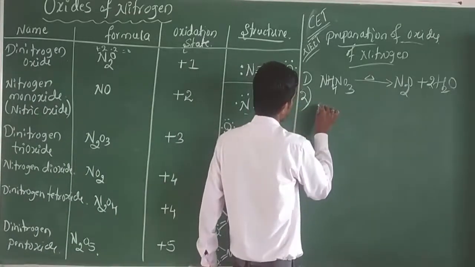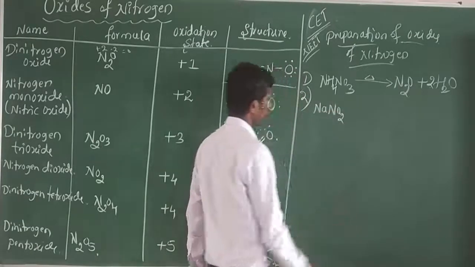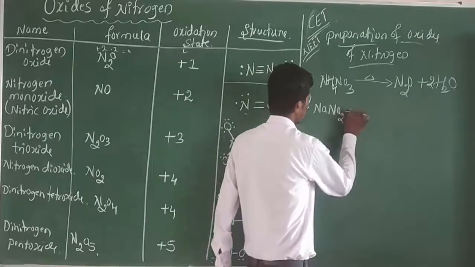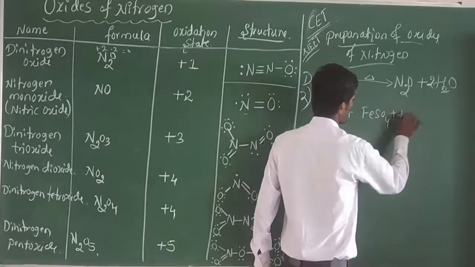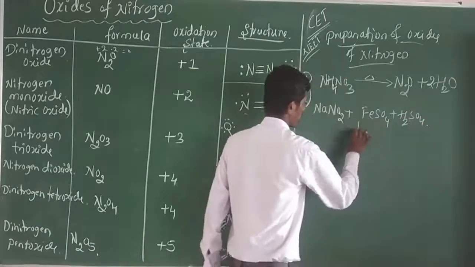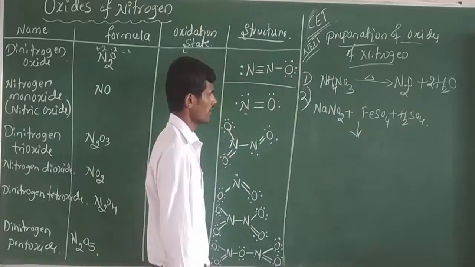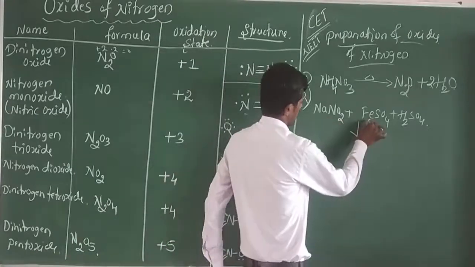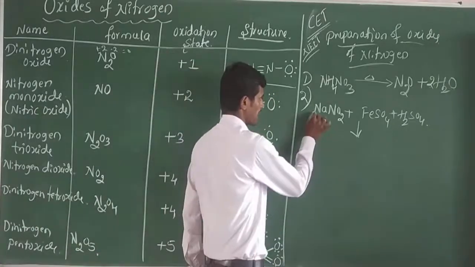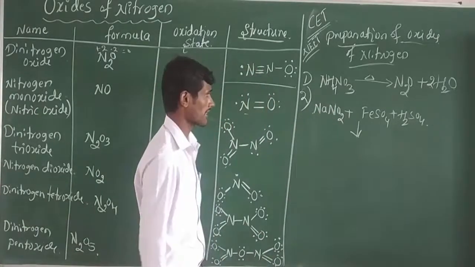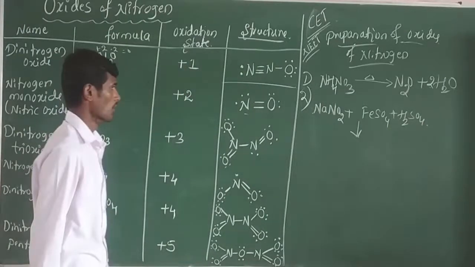Yes, see here, preparation of nitric oxide. When NaNO2, means sodium nitrite, is treated with FeSO4 and H2SO4. Yes, this is one of the big reactions. NaNO2 is treated with FeSO4 and H2SO4. From the reaction between these reactants, we get the product NO, and other byproducts also appear here.